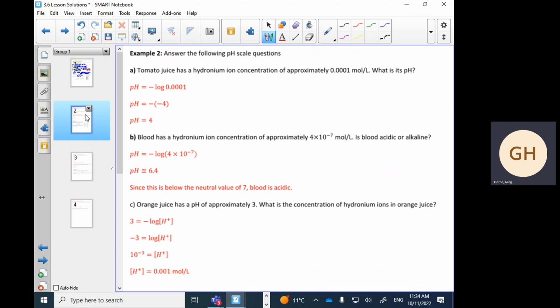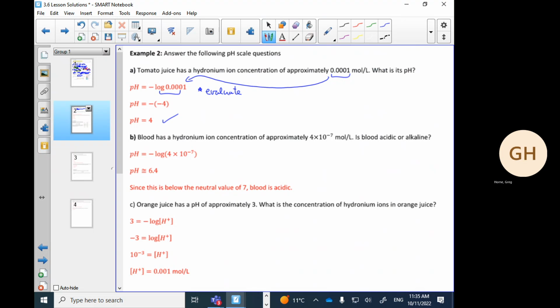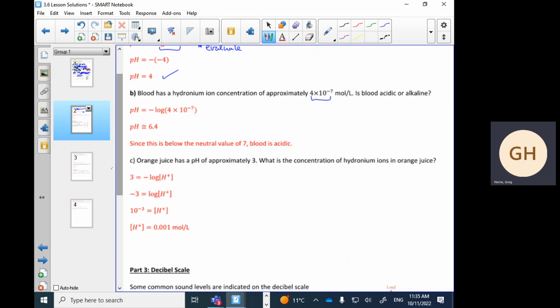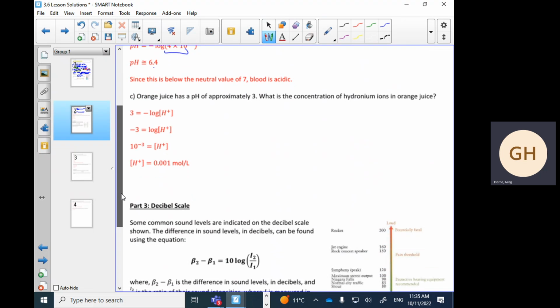So the first example just says tomato juice has a concentration of this. Well, you're really just substituting that in and evaluating. So that number can go in there and then just evaluate. You're literally just doing log of decimal 0.0001, and you get -4, and so the equation results as 4 as the pH. So easy peasy, same thing for this one, even if the numbers are ugly, put it in, calculate the log, get the value. So the first two are just a case of evaluating.